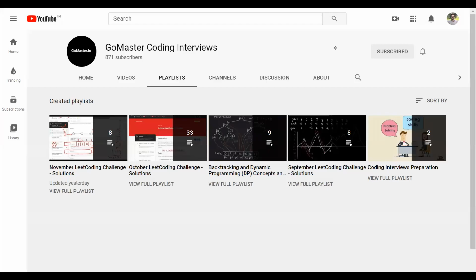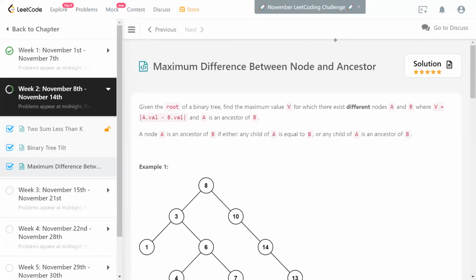Hello, I'm Channa Bankapur. I'm going to discuss my solution to the LeetCode problem, maximum difference between node and ancestor. It's today's daily challenge in LeetCode.